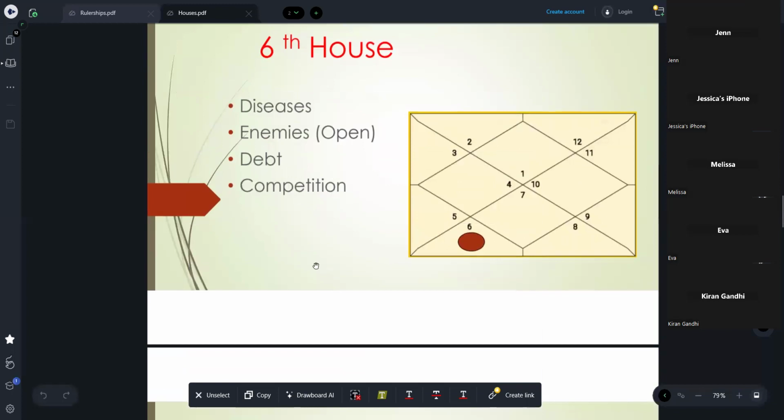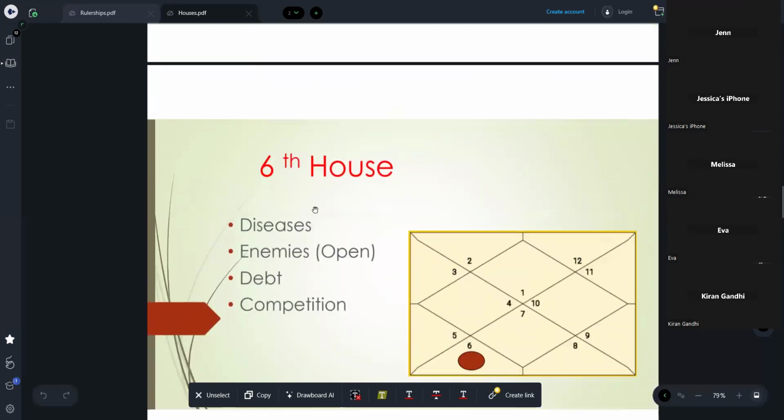Okay, so we were at house 6. Any questions up until house 6? Diseases, enemies, debt, competition. All clear up until this point?